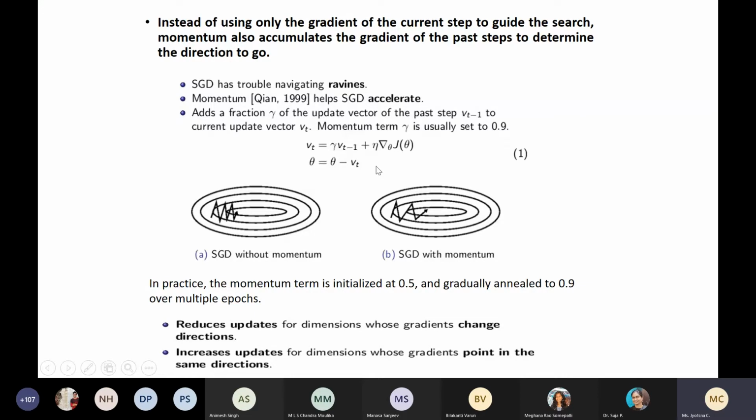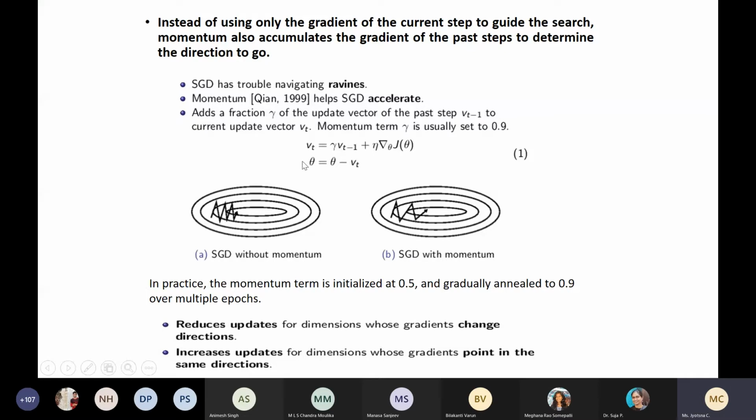You remember the previous formula, right? Theta is equal to theta minus the learning rate into gradient. Instead of that, now we introduce another one, theta minus Vt. So what is Vt? We will look at the next formula. Vt is equal to a constant value gamma into the previous Vt, plus the remaining term we discussed previously, that is learning rate into the gradient.